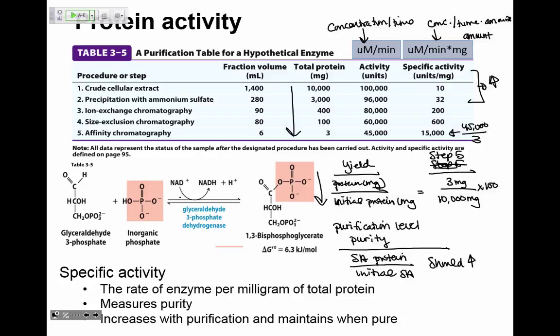Concentration over time, times amount. Yeah, I just wrote it underneath it as well. Yeah. Total amount of protein. So, for example, 45,000. What is the total amount of protein for that step in number 5? 3. That's how I got 15,000.